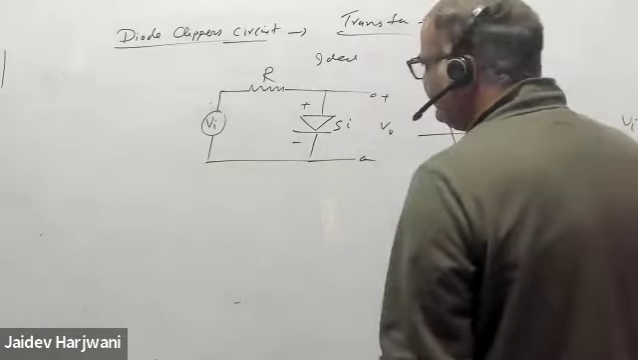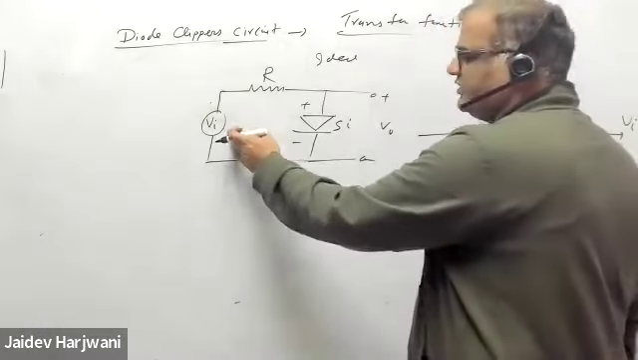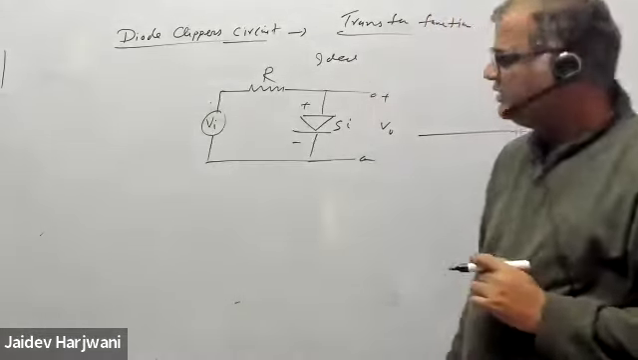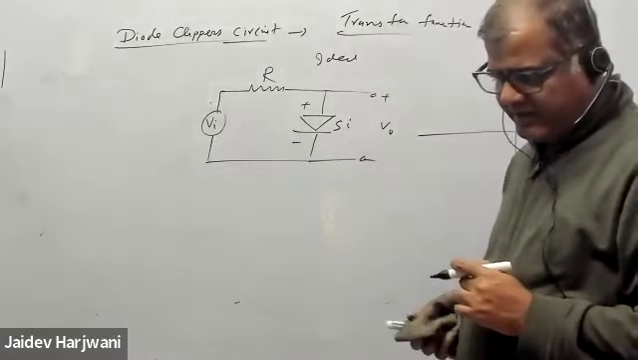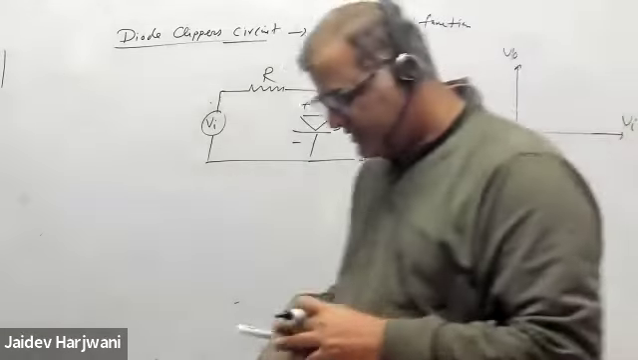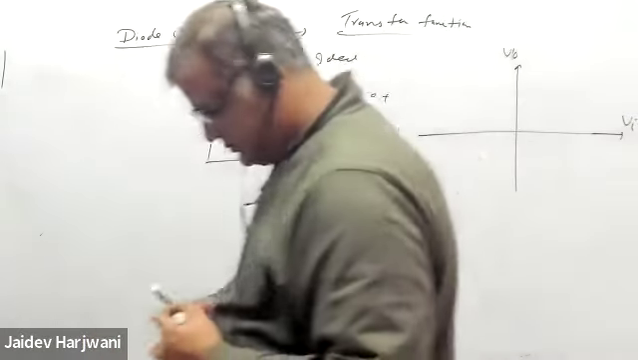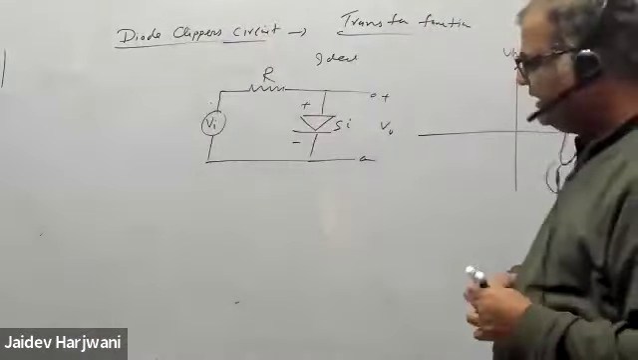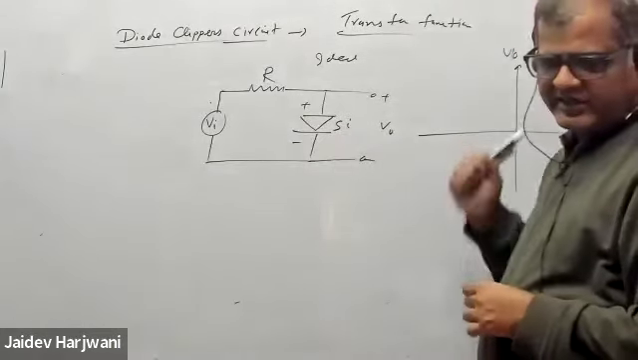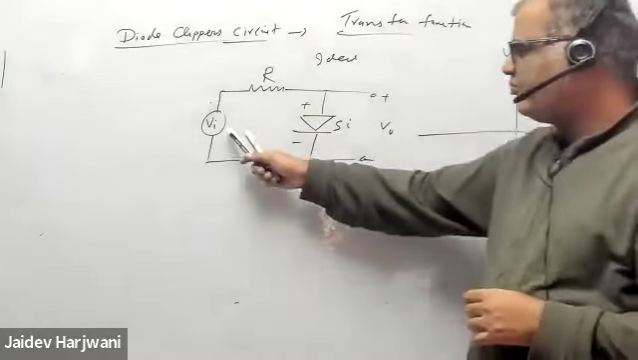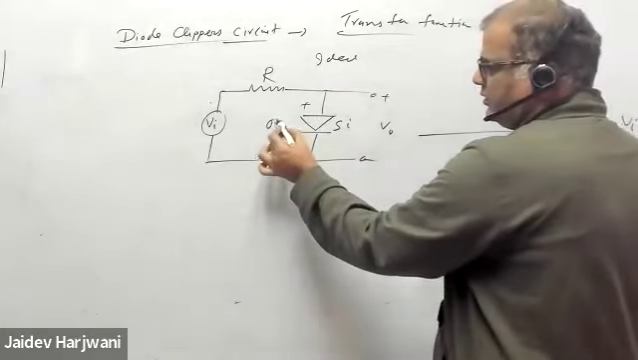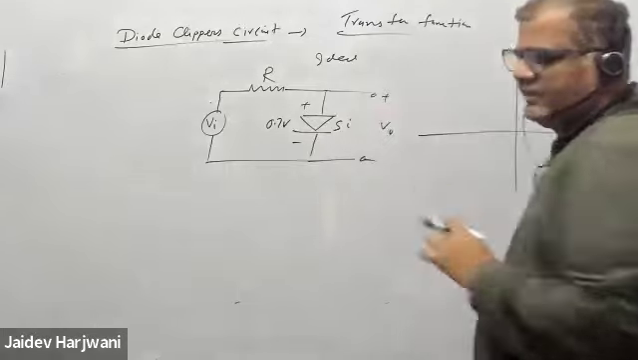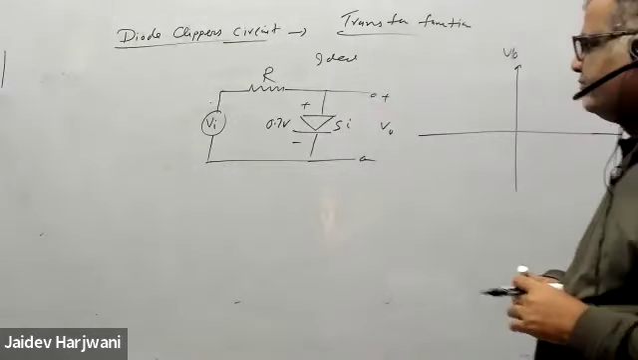So if I'm applying some V input here, say V input is 0.1. What is the voltage value I get? Tell me. If I'm first plotting the transfer curve, if I'm applying 0.1 volt, this requires 0.7 volt. So how much voltage will come? 0.1 volt.